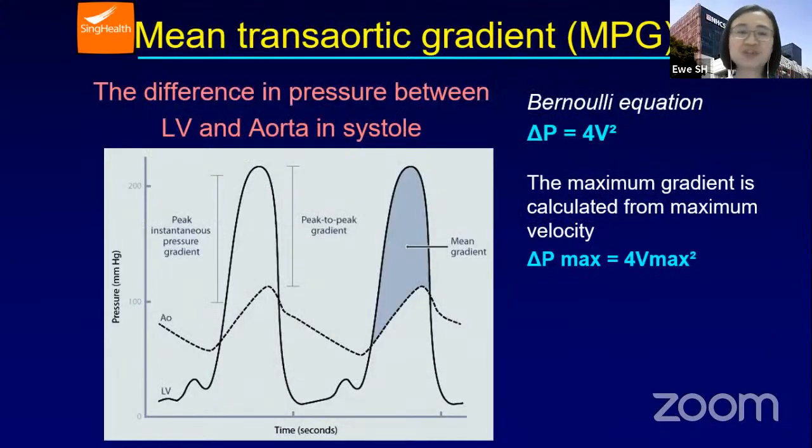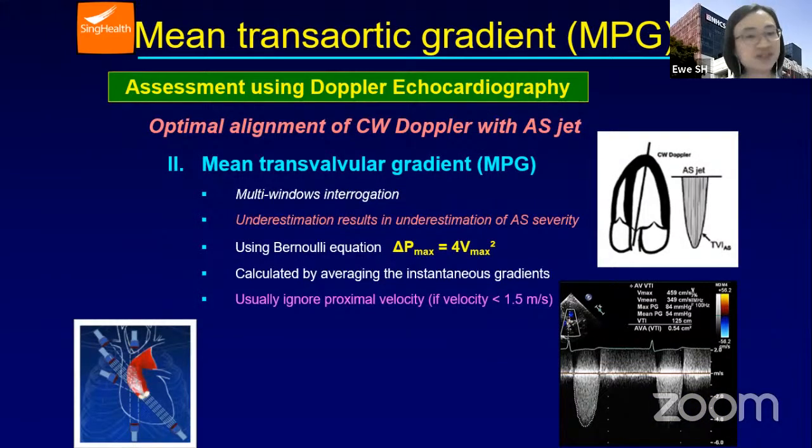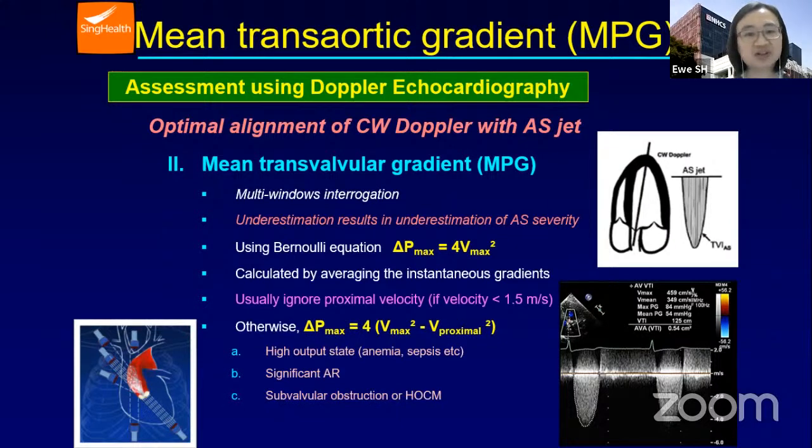The other parameter we look at is the mean gradient. Mean gradient is important because it has prognostic implications, and in fact, it's the averaging of instantaneous gradients over the ejection period. So mean gradient measurement actually comes from the same measurement on echo and CW Doppler, getting the highest velocity and thereby getting the maximum CW Doppler. Usually, we do not need to correct for the proximal flow velocity unless the proximal flow velocity is high.